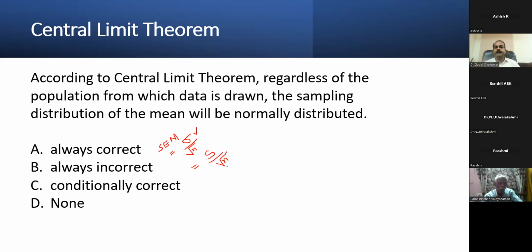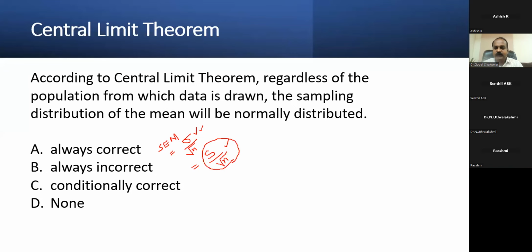Now, what is N? Subgroup size. This is more accurate. This is less accurate. Whenever sigma is not available, you can go for S. Or otherwise, another method that I told you, you can use. Here, the secret is mainly with the N only, the subgroup size.